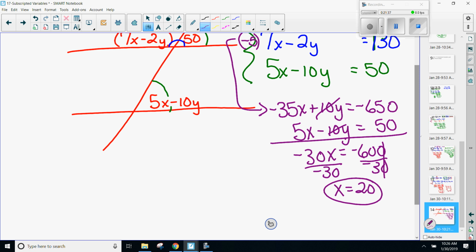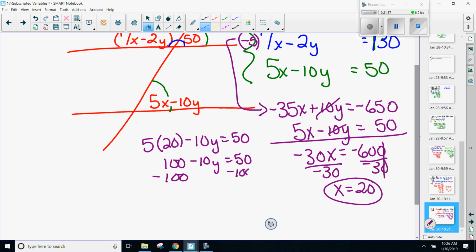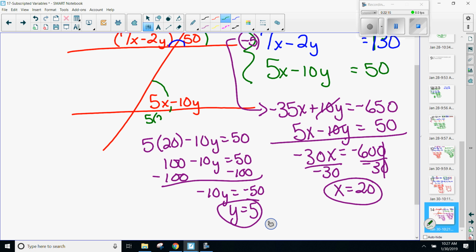You substitute it back into either equation. 5 times x minus 10y equals 50. So this gives you 100 minus 10y equals 50. Okay, subtract 100 from both sides, and you get -10y equals -50. So what is y equal to? 5. So let's just calculate here. We have 5 times 20 minus 10 times 5.